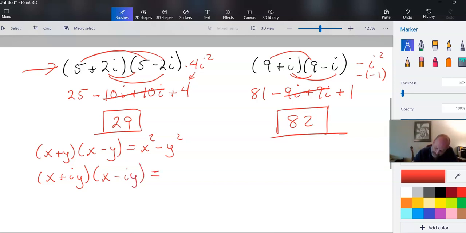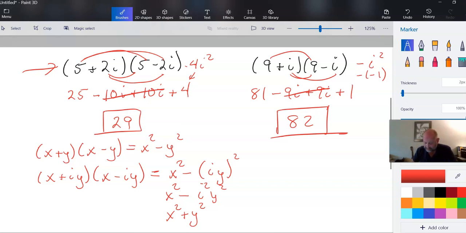What I end up with, and I'm just going to use this pattern, is x squared minus iy squared, right? So that gives me x squared minus i squared y squared. Well, what's i squared but negative 1? So that makes it a negative 1. That turns this one to positive and gives me x squared plus y squared.